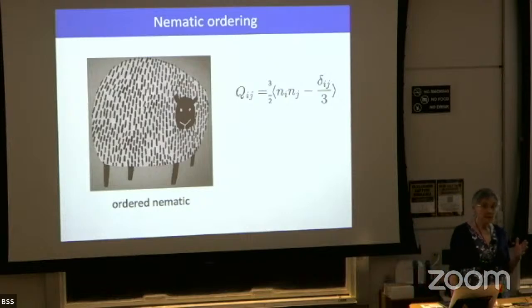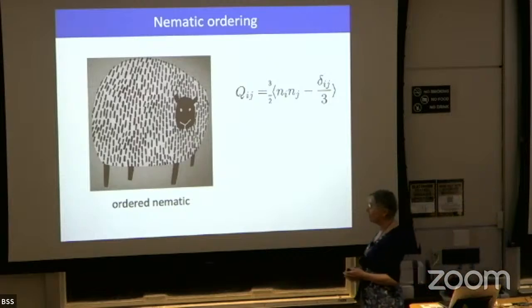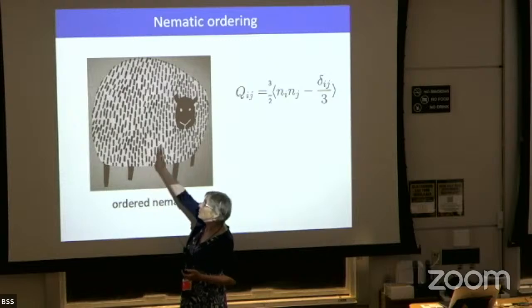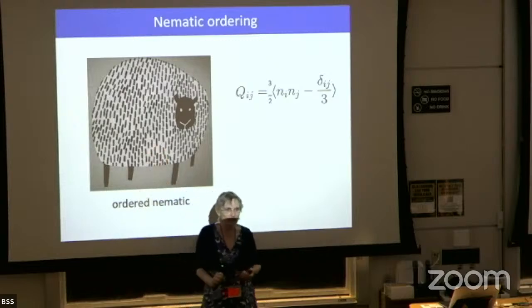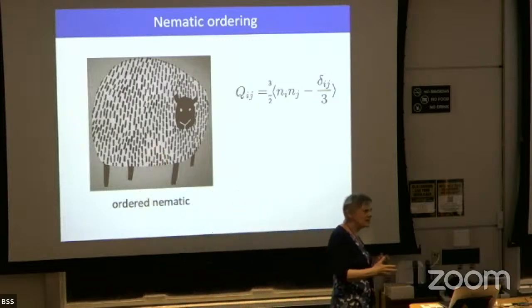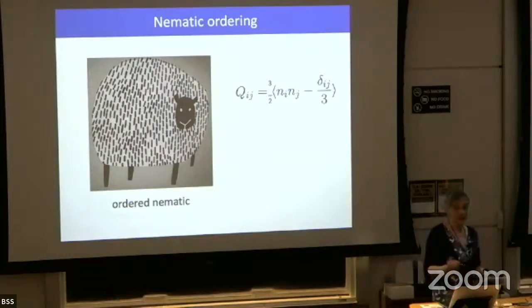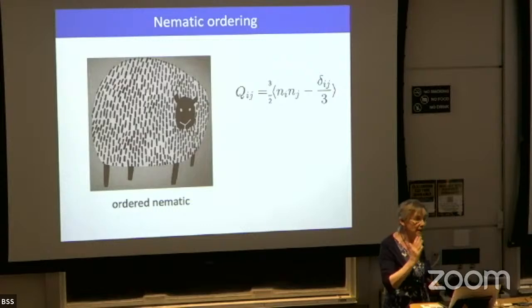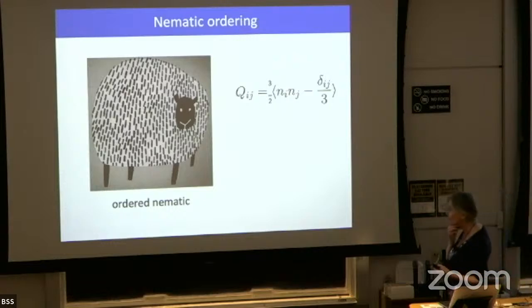We need an order parameter to describe it. You can either describe it with a director field. A director field is just a headless vector, which is pointing along the direction. But that doesn't tell you how ordered it is. It only tells you which direction it's ordered in. And so you can do much better with the Q tensor that Christina introduced. So the best order parameter for these nematics is the Q tensor.